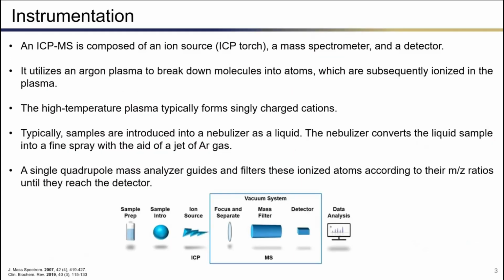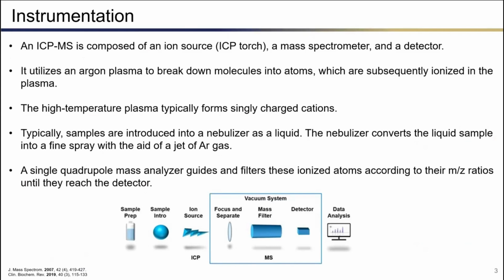Talking about the instrumentation, the ICP-MS is composed primarily of an ion source, which is the ICP torch, a mass spectrometer, and a detector. It uses an argon plasma to break down molecules into atoms, which are then ionized in the plasma. The high temperature plasma typically produces singly charged cations.